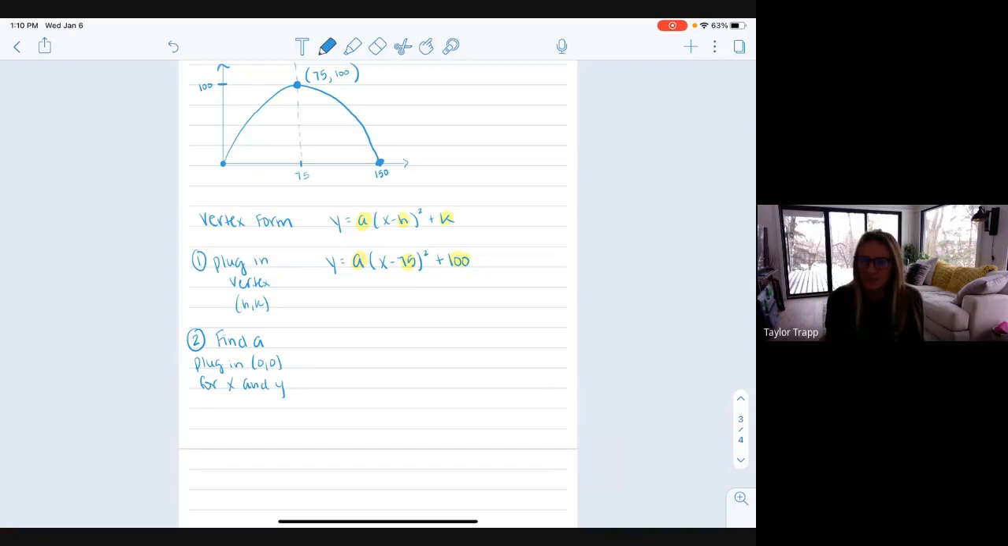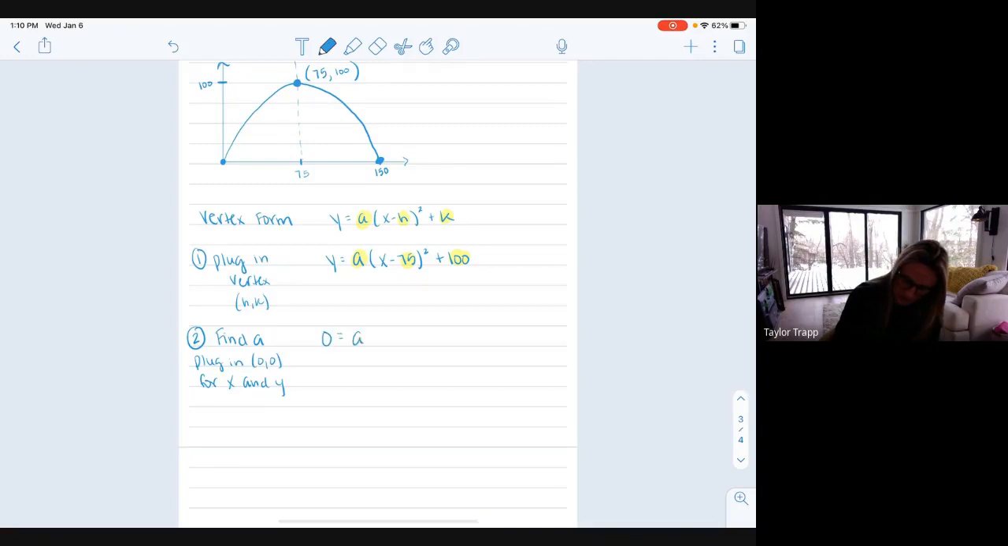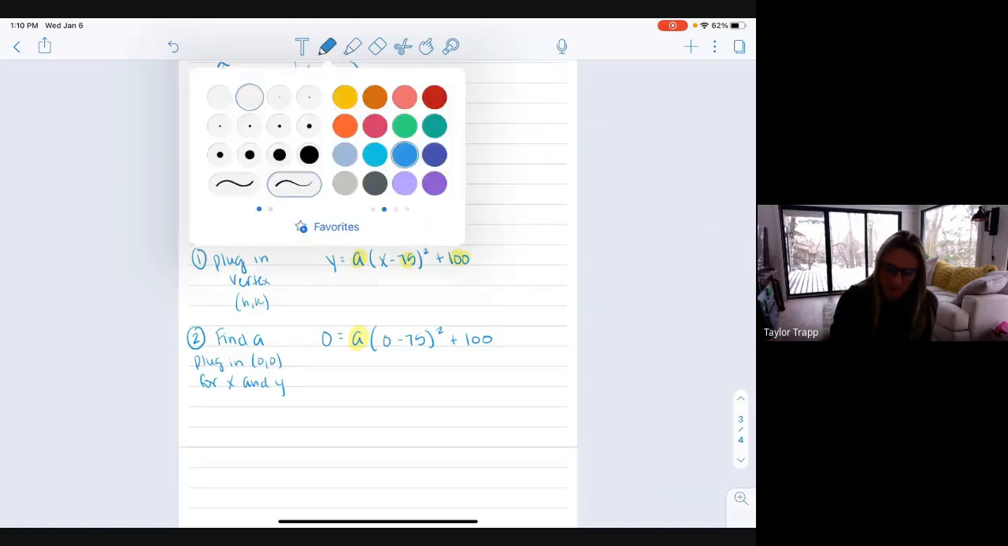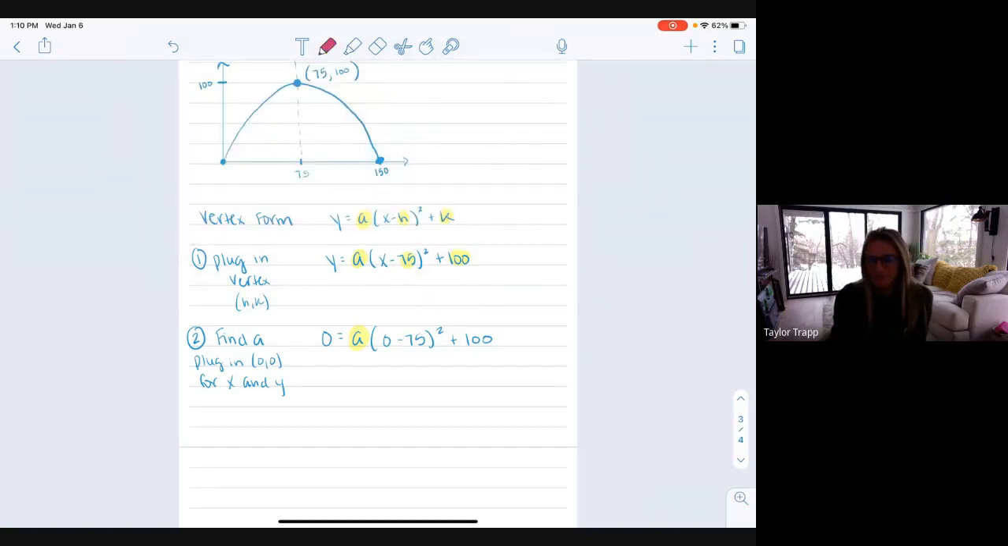If you want to write ahead of me a little bit, you can, just to see if you're getting it, even just trying to plug this stuff in. It should look like 0 equals a times (0 minus 75) squared plus 100. Okay, and our main goal here is we're trying to get a by itself. So even just like what I said last time, before we can start solving, let's simplify. To do that, let's think about our order of operations in PEMDAS.